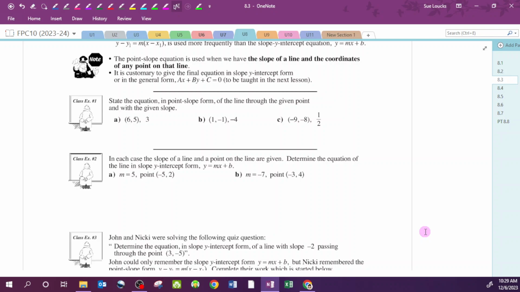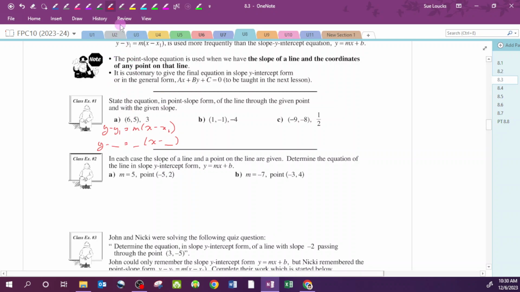Okay, state the equation in point slope form of the line through the given point with the given slope. So here's how you do it. You write out the equation, right? y minus y1 equals m times x minus x1. And then you rewrite it with the parts that you are going to replace. So you go y minus equals x minus bracket. And you might even want to put blanks in there for the parts that you need to add, okay?